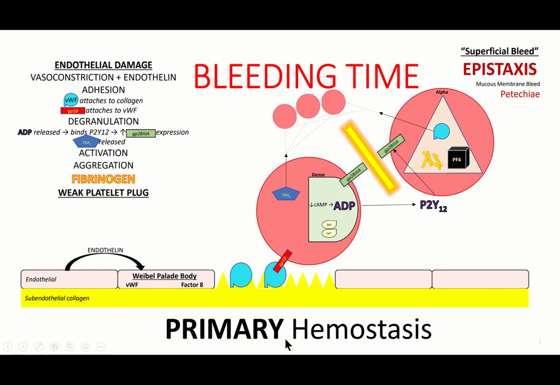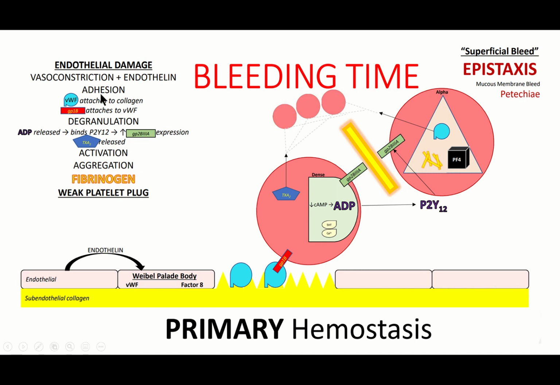So primary hemostasis is going to be associated with any pathologies that have epistaxis, mucosal membrane bleeds, and petechiae. If someone has petechiae, you're thinking low platelets, right? I'll go into that a little bit more. I put here superficial bleeds. You're going to want to follow their bleeding time as opposed to PT, PTT, that sort of thing.